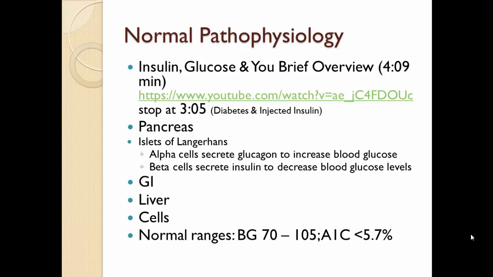So all these play a role to keep my normal blood sugar between 70 and 105. Or your A1C, which is your hemoglobin HbA1c, but we call it A1C for short, is your glycosylated hemoglobin, less than 5.7%. We'll talk a little bit more about glycosylated hemoglobin later.